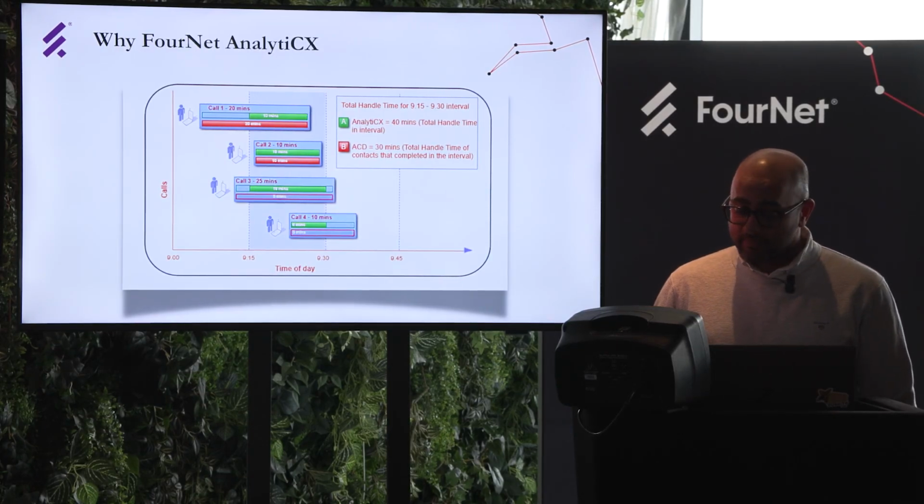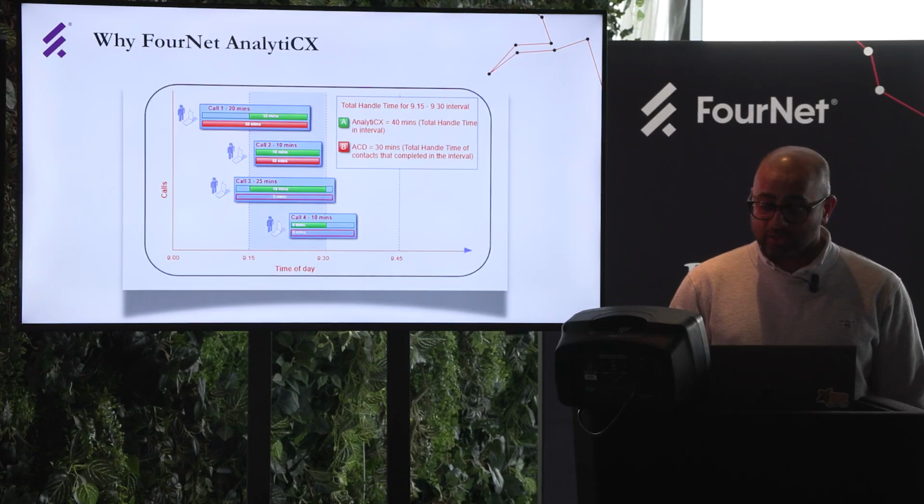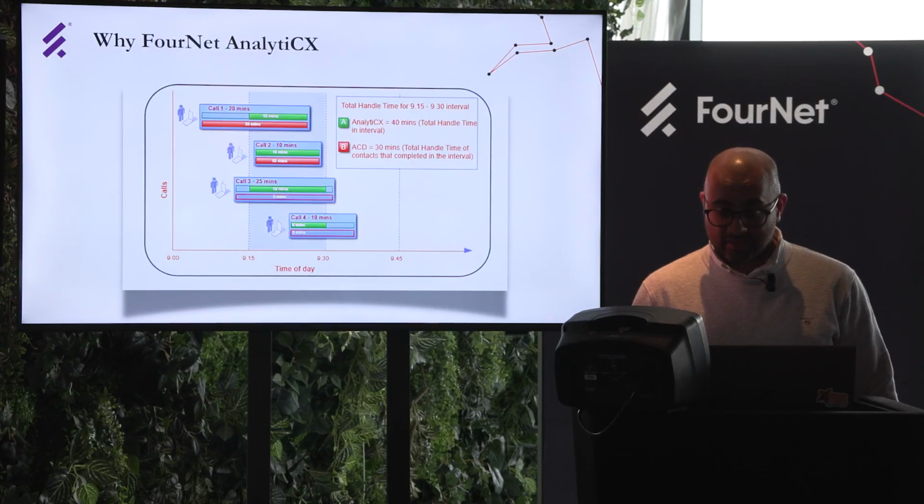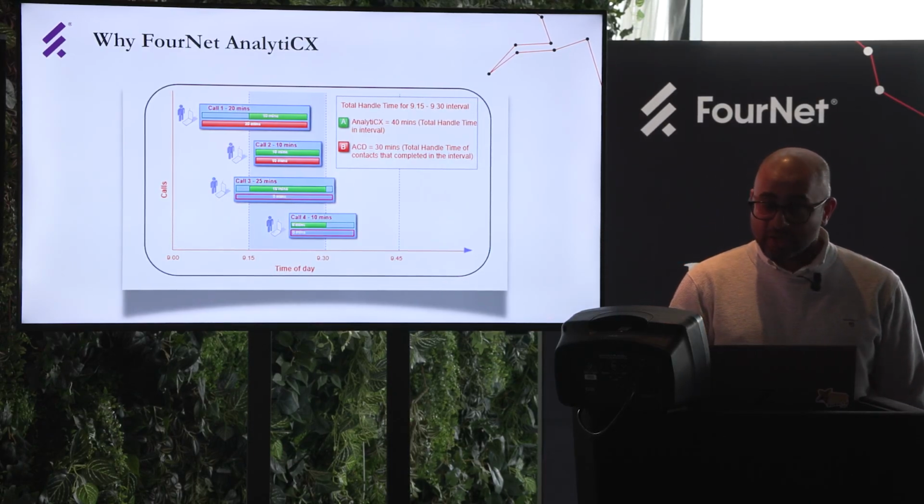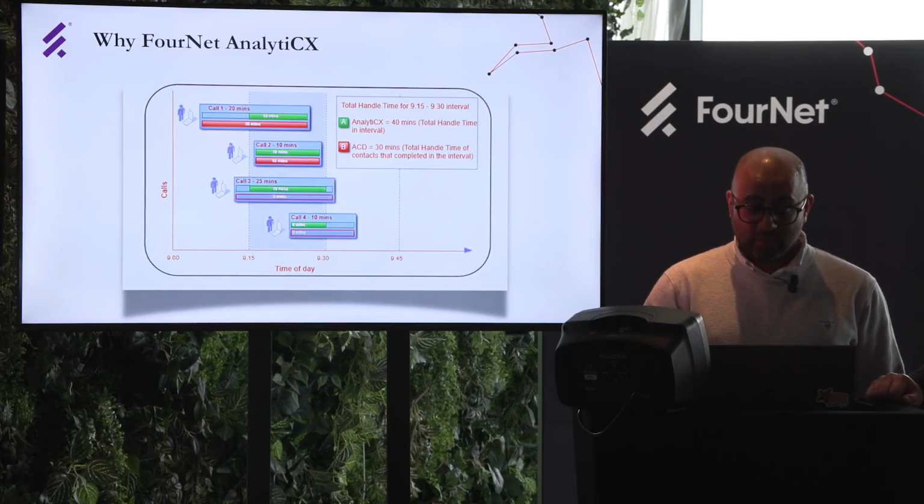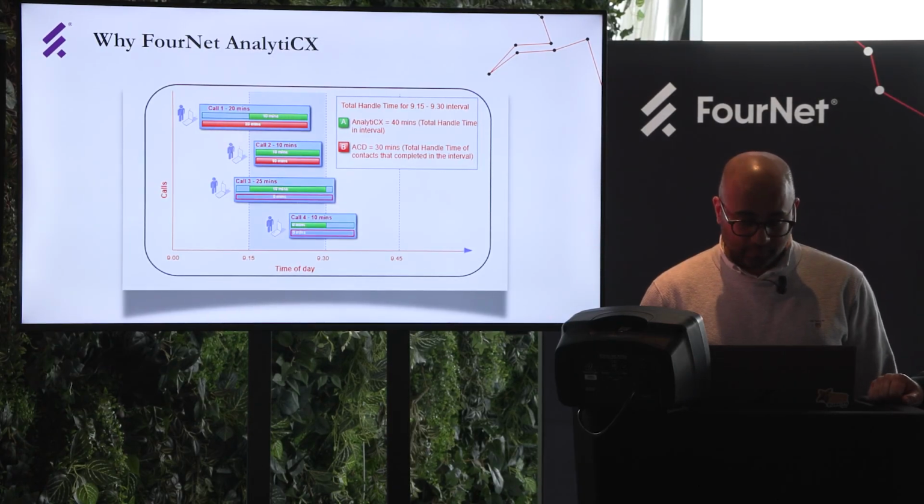In the example here, the ACD would tell you that the handle time in the 9:15 to 9:30 interval was 30 minutes. Calls 1 and 2 because they ended in that interval. With Traction and Fauna Analytics, we can actually tell you that the handle time in that interval was 40 minutes, and we can break it down call by call.